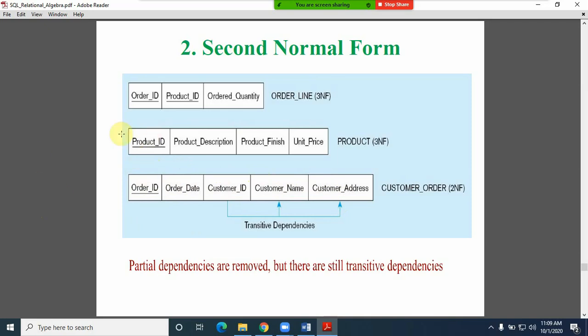Similarly, if you observe the product information, I am having the product ID as a primary key, the product description, product finish and as well as unit price all are fully dependent on the product ID. So I can say this table is in the second normal form. It is existing in the second normal form. So partial dependencies are removed, so we can say these particular tables are in the second normal form. The transitive dependency we will see in the coming slide, friends.